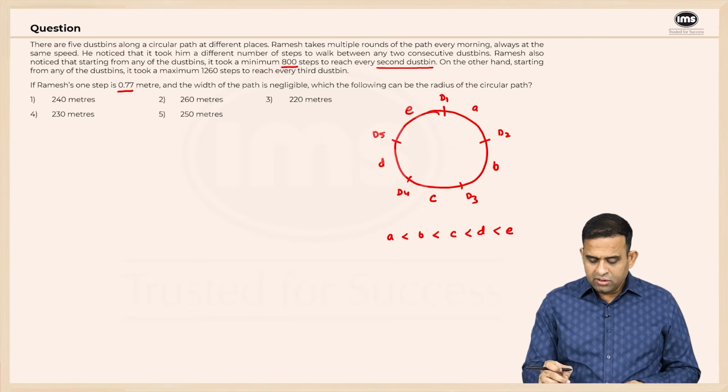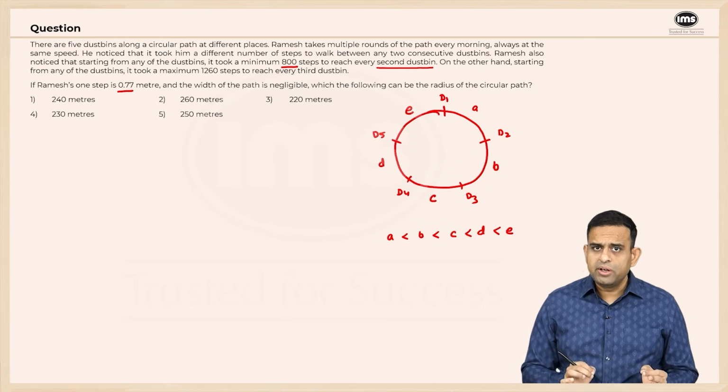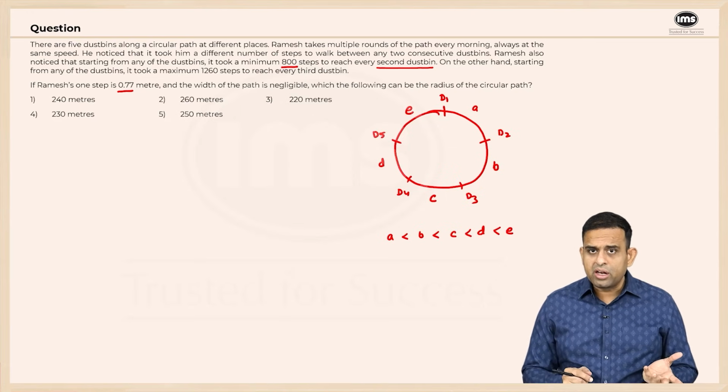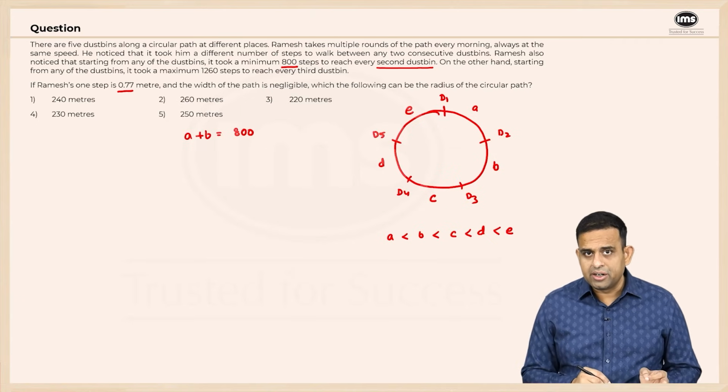So tell me, from which particular dustbin would I get the least possible distance? One can simply say from D1 to D3, because A and B are the 2 lowest distances. So one can say the value of A plus B will be equal to 800. Minimum 800, understand this part.